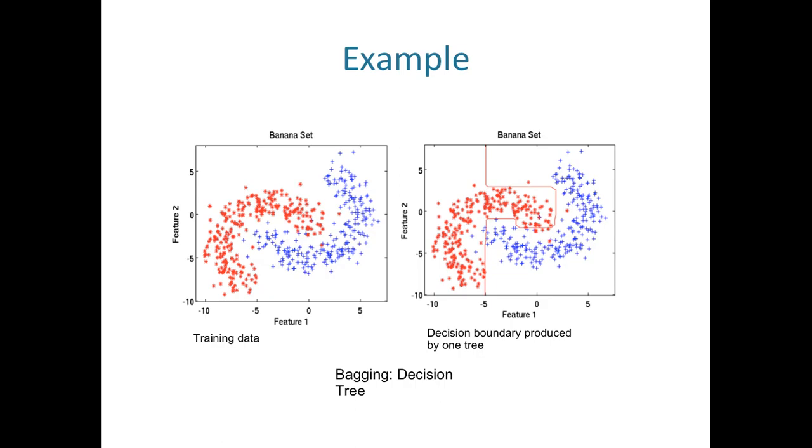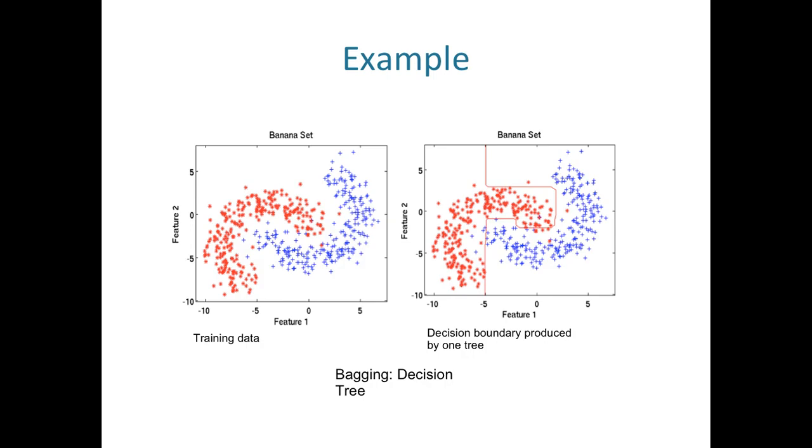This is another example of how bagging can be used on decision trees to improve the final decision boundaries, or the computation of the final classifier. So imagine that we have a data set with two features, and this is the way the positive and the negative samples, or the asterisks and the positive samples, are distributed. That's our training data on the left-hand side.